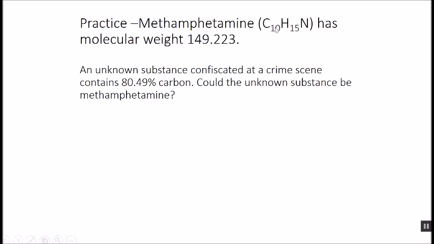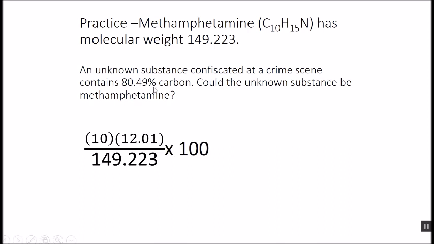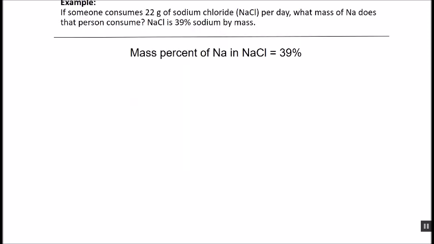Well, let's look at methamphetamine and see what percent of it is carbon if the total mass is 149.223 grams per mole. So to do this, we'll take 10 carbons times the mass of carbon divided by the total mass of the whole thing times 100, and we get 80.5%. So this looks like we can use it to get an indication of what our chemical substances are if we're not sure what they are. So this is one good application for it.